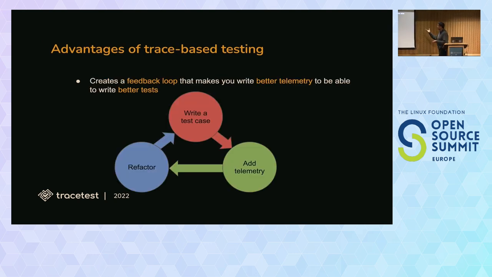I think this is a really cool thing. You create a feedback loop where you improve your tests and the tests are based on your telemetry. By the nature of it, your telemetry has the stuff in it that's actually important, because you only write tests on stuff that's important. So your telemetry gets better. And as you refactor and add test cases, your telemetry continually gets better and your tests get better.